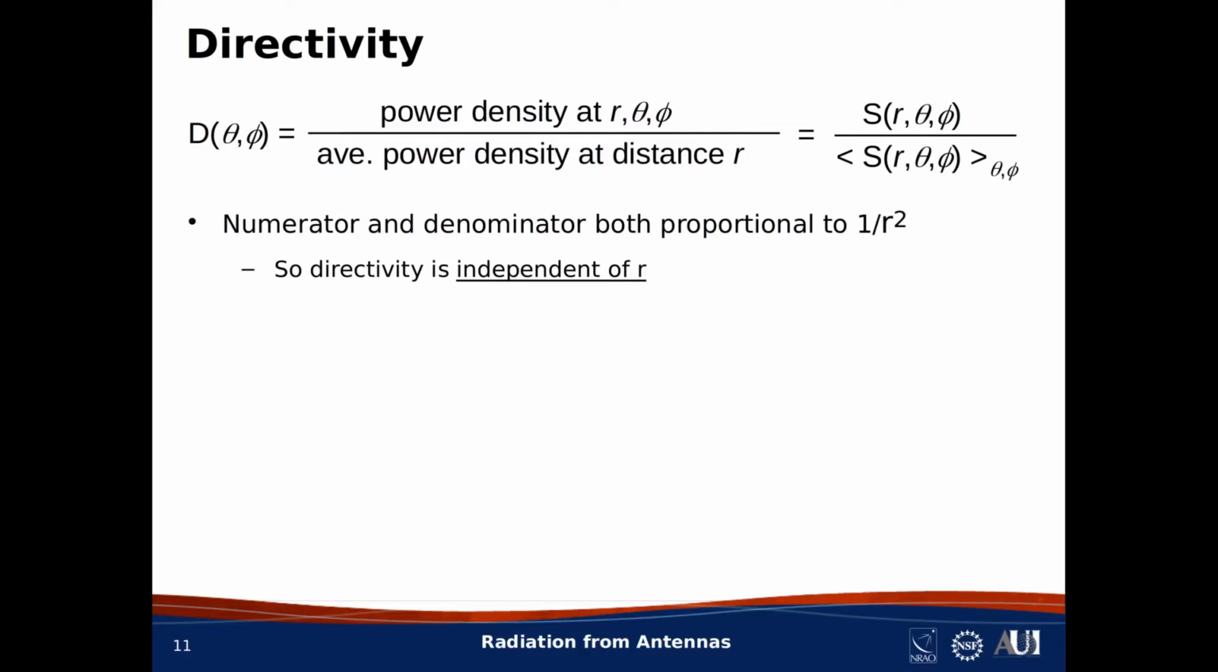Now take a moment to savor that result. This means that directivity depends only on direction and not on distance, and that's precisely what we want in a metric that describes an antenna. Another consequence of our definition of directivity is that the directivity of an isotropic antenna, if we could make one, would be 1. And this is because, as we found in the previous slide, the power density at any position is equal to the average power density at the same distance. Denominator equals numerator, so we end up with directivity equal to 1 for an isotropic antenna.